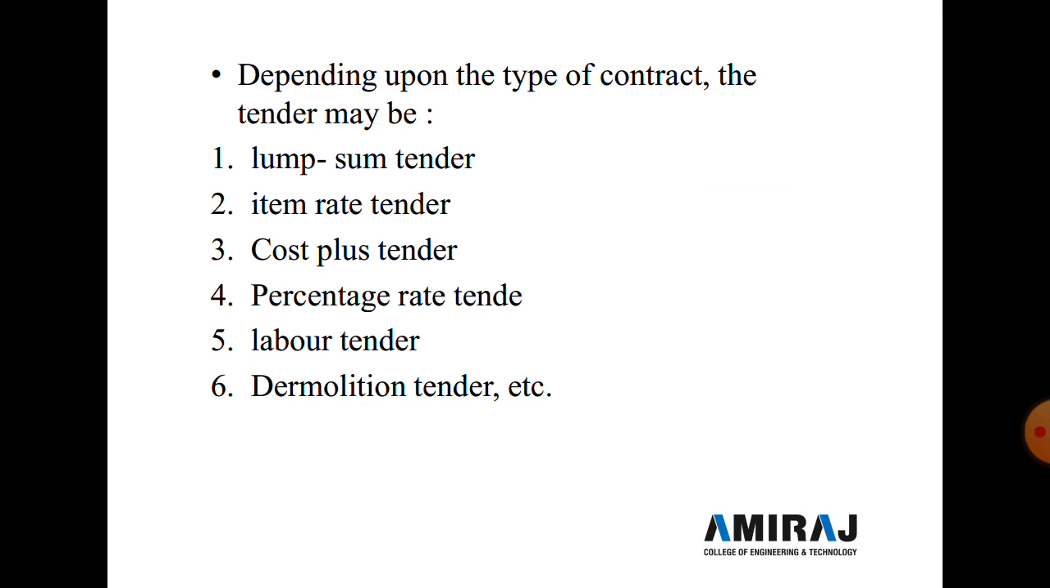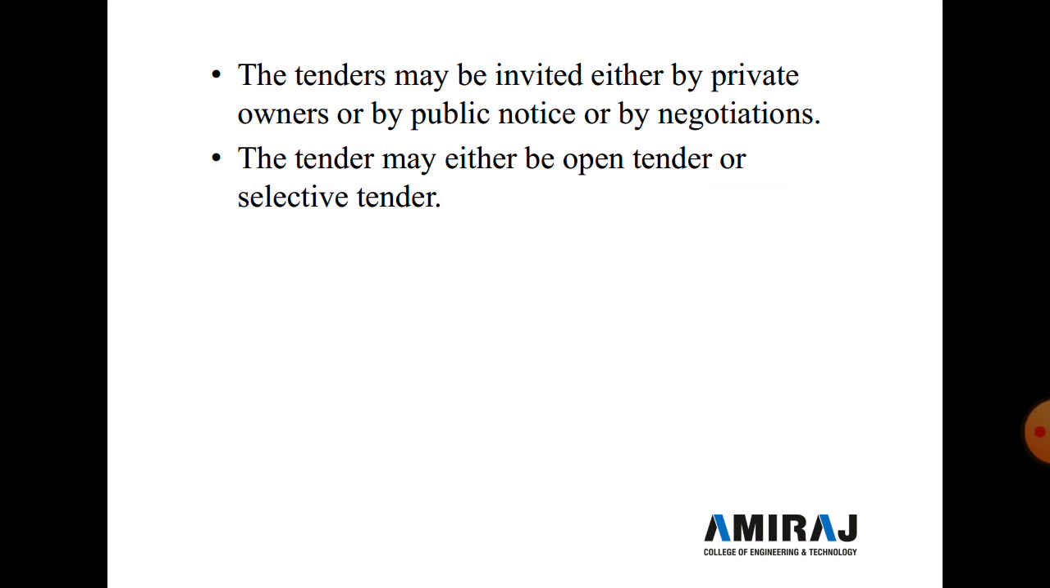Now here, depending upon the types of contract, the tender may be divided into 6 different types. First one is a lump sum tender, second is an item rate tender, third one is a cost plus tender, fourth is a percentage rate tender, fifth one is a labor tender, and sixth one is a demolition tender. The tender may be invited by a private owner or by a public notice or by negotiation.